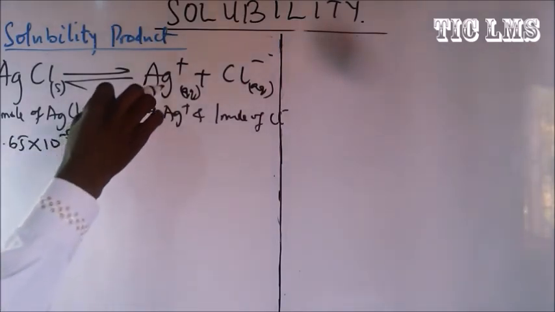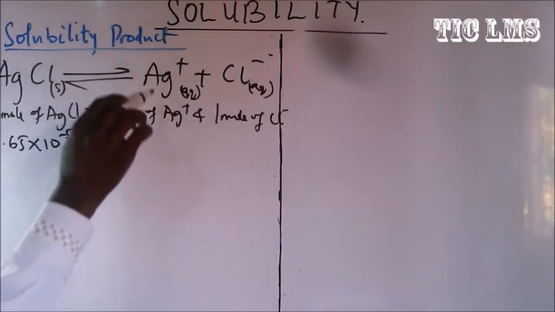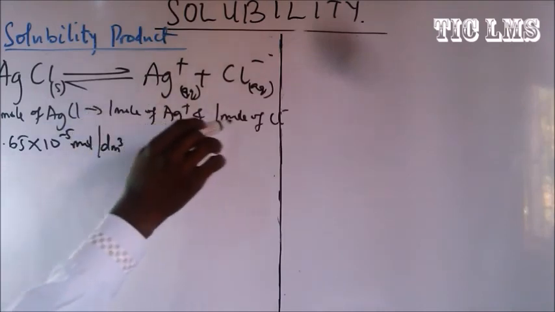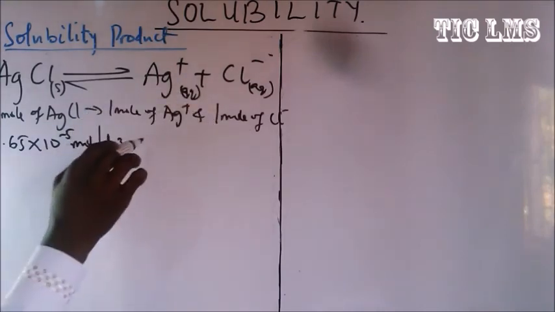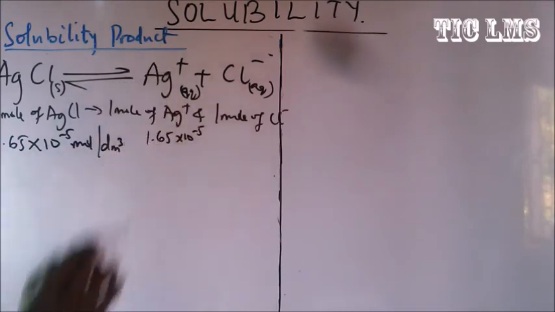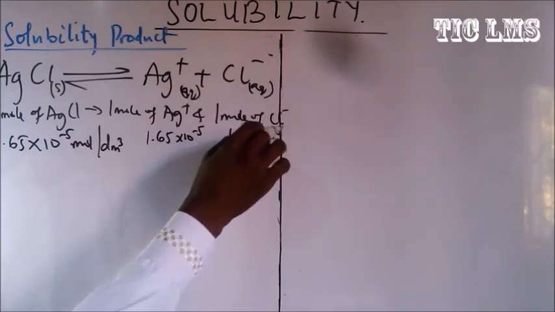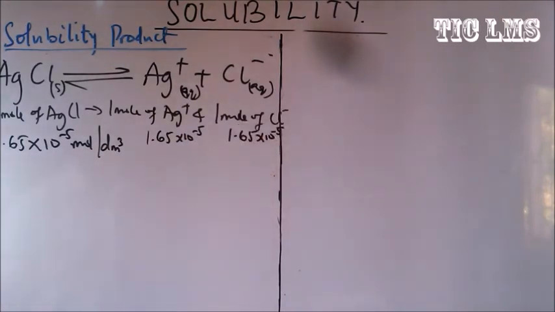So how many moles of silver chloride are we going to have in 1 dm cube? How many moles of chlorine ion are we going to have? It's going to be the same, since 1 mole of silver chloride is 1 mole of silver ion and also 1 mole of chlorine ion. And so we have 1.65 times 10 to the power minus 5 for silver ion, and 1.65 times 10 to the power minus 5 for chlorine ion.